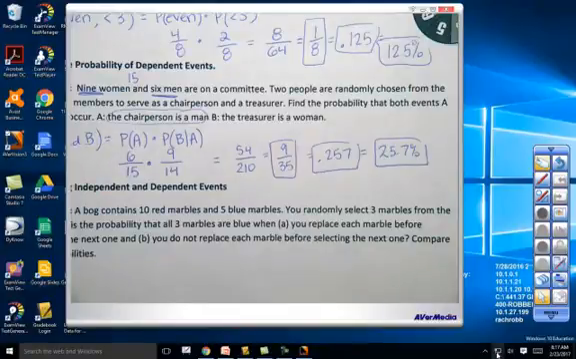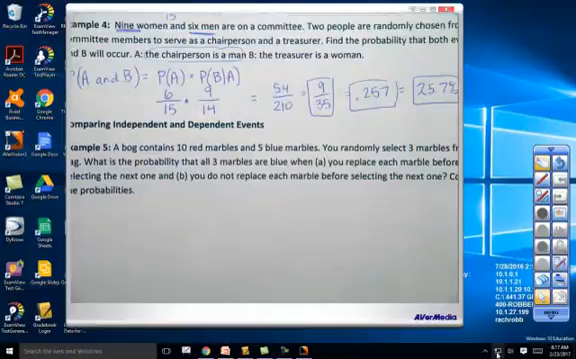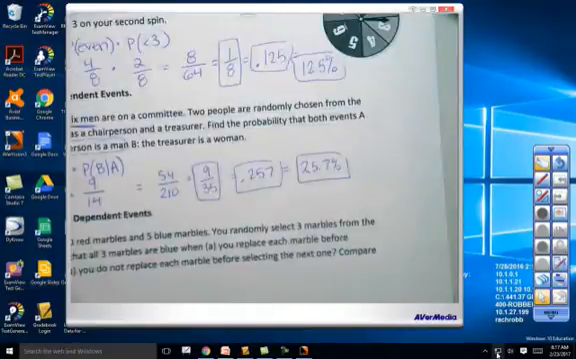Does that make sense? So every time you're given a problem about probability, think, is it independent or dependent, and then you're okay. All right, the next one, we're going to actually compare independent and dependent events.